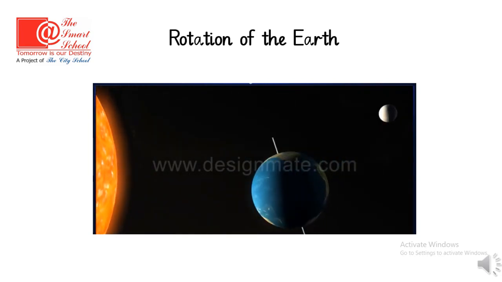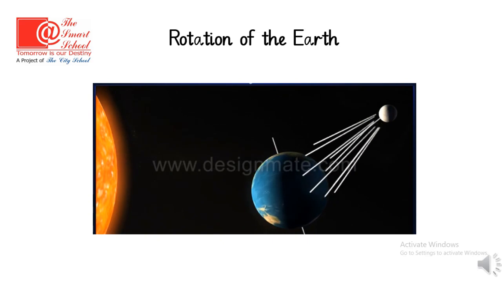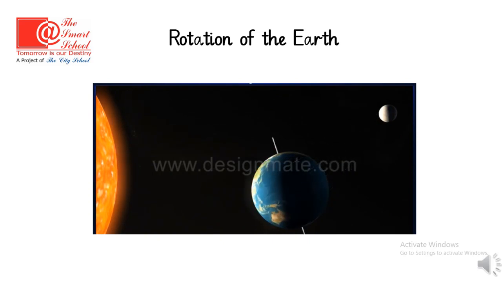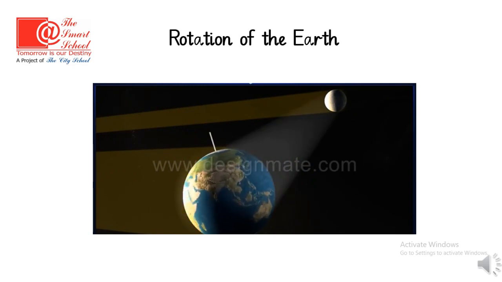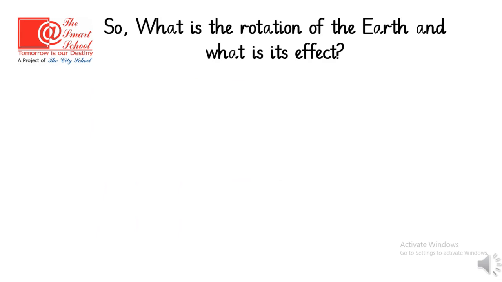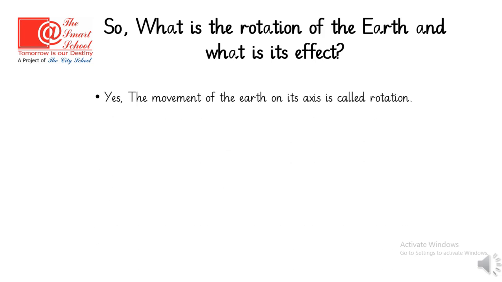However, that part of the Earth which has nighttime is illuminated by the moon. But the moon does not make its own light. Just as sunlight strikes the surface of the Earth, it does that of the moon as well. The moon reflects this light onto the Earth during night. So, what is the rotation of the Earth and what is its effect? Yes, the movement of the Earth on its axis is called rotation. The rotation of the Earth causes day and night.